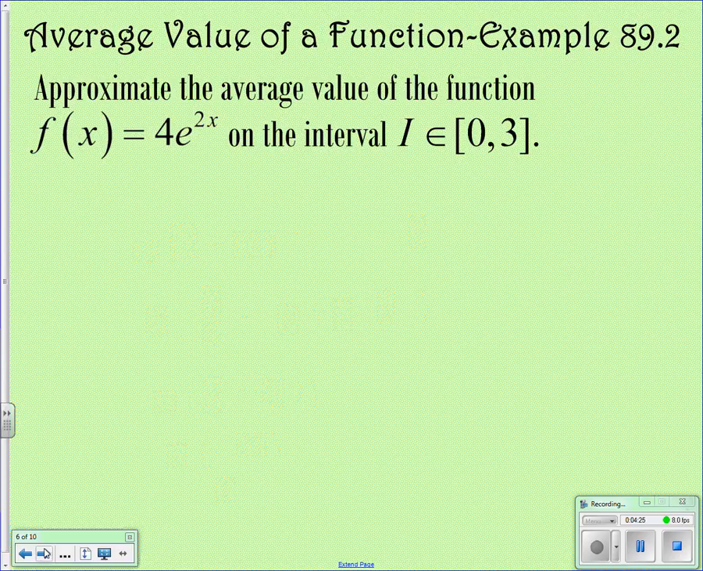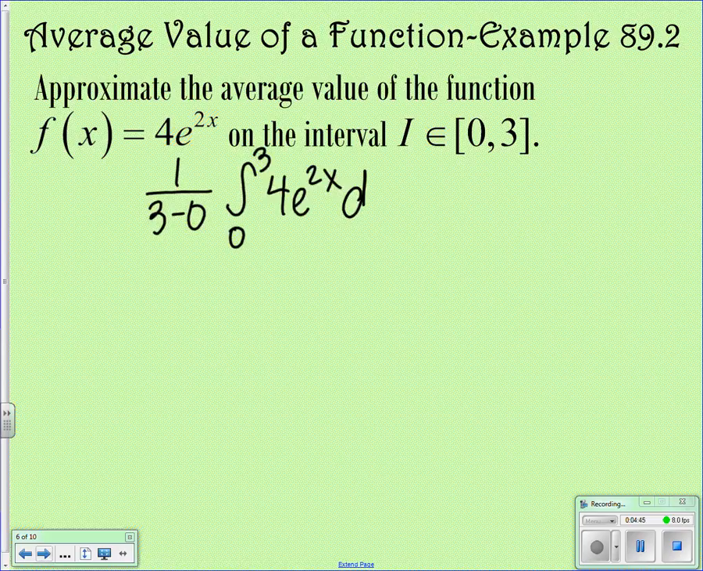Looking at this one, we want to approximate the average value of the function. When it says approximate, what does that mean we get to do? We get to use the calculator. So we are going to do 1 over 3 minus 0, because those are our endpoints, from 0 to 3, of 4e to the 2x dx. And it says approximate, so we get to plug that into our calculator.